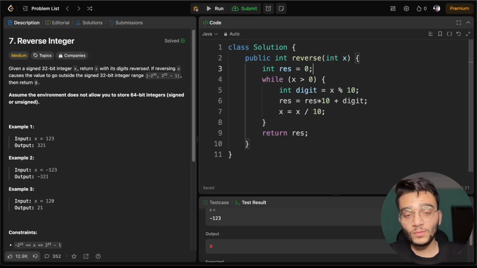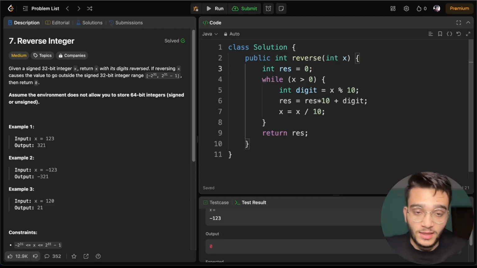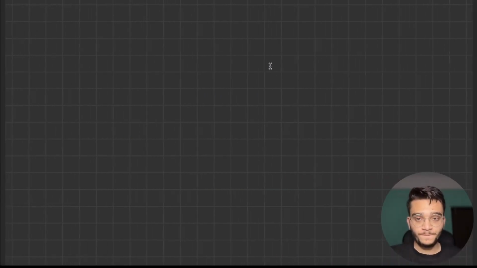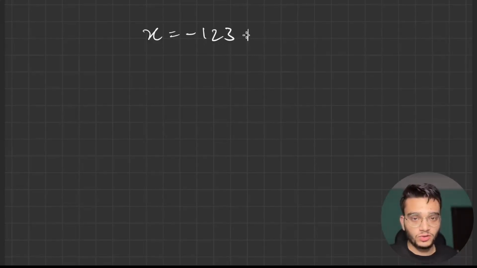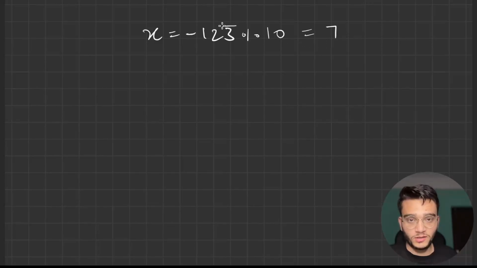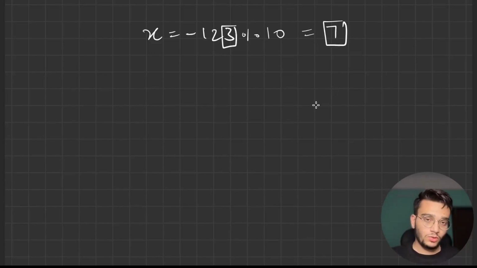So now in order to handle these negative cases, our algorithm would actually fail in the case of a negative integer. Let's see how. So let's say your x is equal to minus 123. Now if you do minus 123 modulo 10, then you would get 7. Now this is not expected as you want 3, but you would get 7 in this case. So now let's see how you would handle this case.